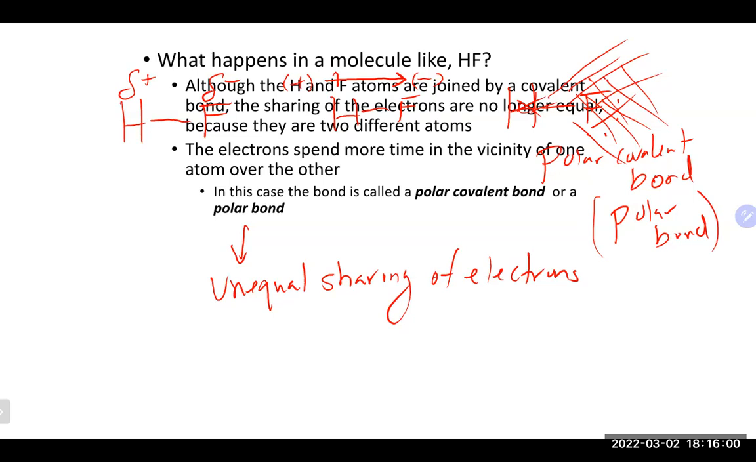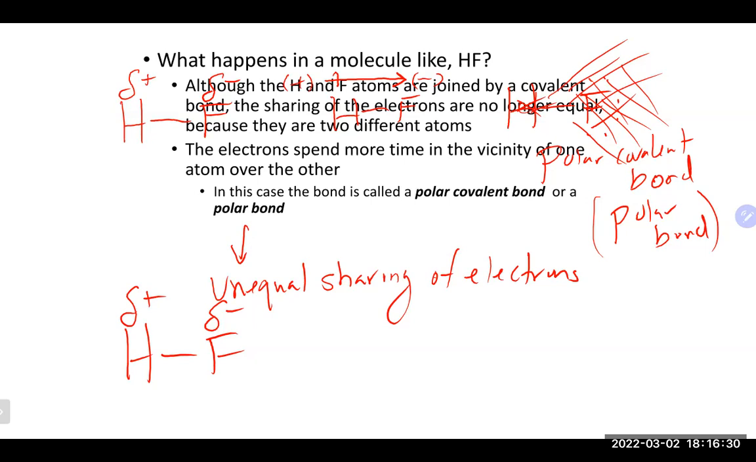Why are they, when we look at this, only partially positive and partially negative? Why are they not fully negatively charged and fully positively charged? Any ideas? The answer is they are still actually sharing the electrons here. So the electrons have not fully transferred from the hydrogen to the fluorine in this case. There is some aspect of sharing here.